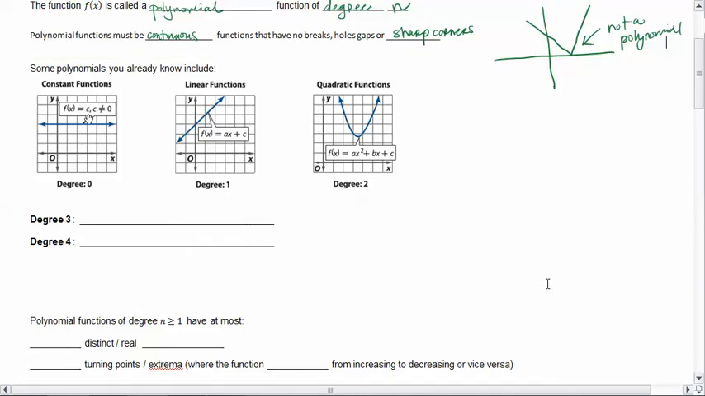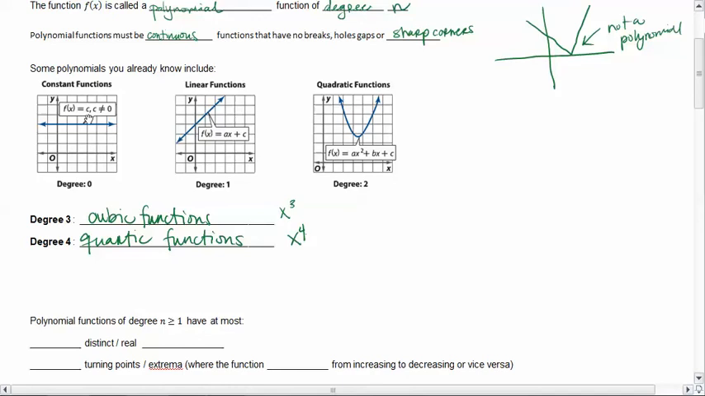Quadratic functions, ax squared plus bx plus c, or even if you just had x squared or 3x squared, our highest n is 2, and these look like parabolas. So for degree 3, we call these cubic functions. So this is if you ever have an x cubed. And for degree 4, we call these quartic functions. So again, this is when your highest n is a degree 4, for example.